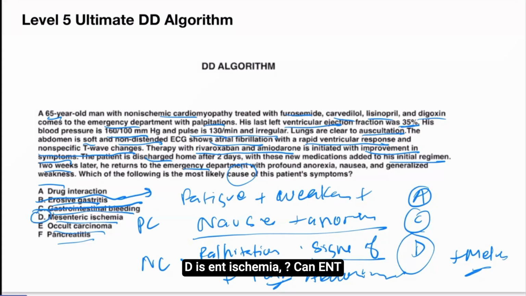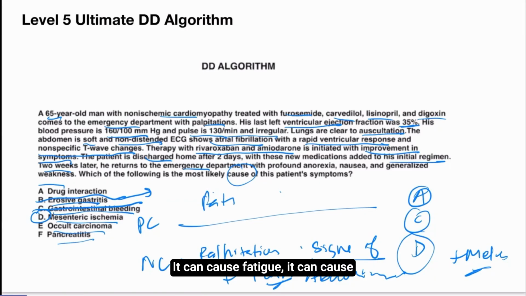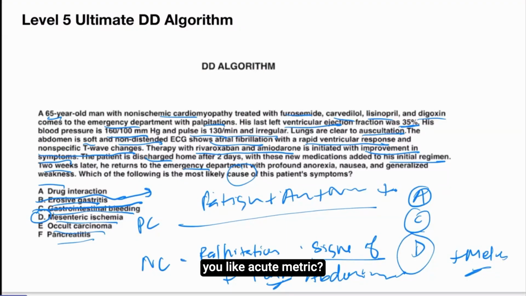D is mesenteric ischemia. Can mesenteric ischemia cause any of this? Yes. So this patient has hypercoagulability. If you look at his whole presentation, he has cardiovascular risk factors, non-ischemic cardiomyopathy. He has AFib, has hypercoagulability. And can that cause mesenteric ischemia? Yes, it makes sense. Can that cause fatigue? If you have mesenteric ischemia, what can happen? See, there's AMI and then there's CMI. It can cause fatigue, anorexia, nausea, and generalized weakness because you're losing blood. But if it was mesenteric ischemia, do you see any pain here? That is a negative clue. Acute mesenteric ischemia is the most painful thing people have. You don't see that here.